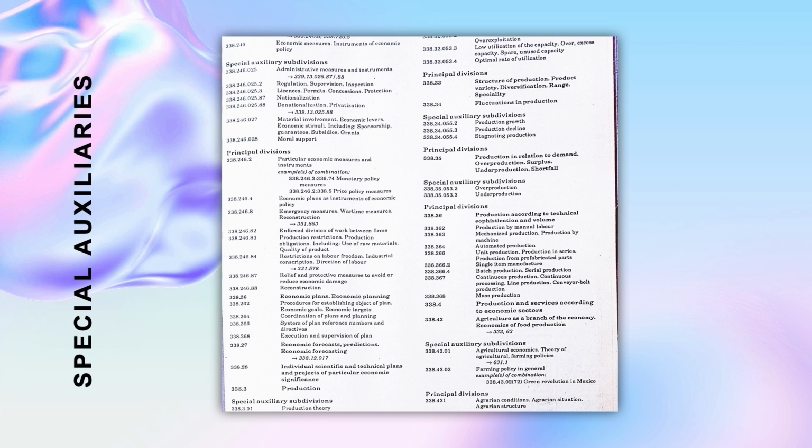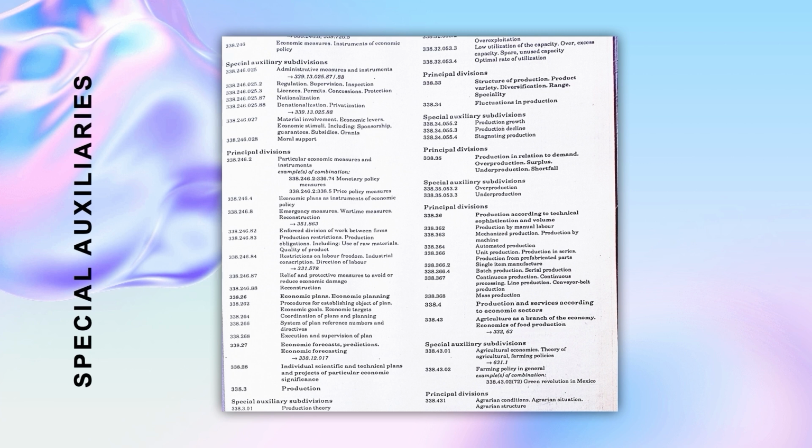338.34, fluctuation in production. Okay, so under this 338.34 there is a provision of special auxiliary. These special auxiliaries are only applicable to the main class number 338.34 or its subdivisions, that is 338.341, 342, 341.1 and so on. You see, another provision is also there: you can use more than one special auxiliary with this main class number.